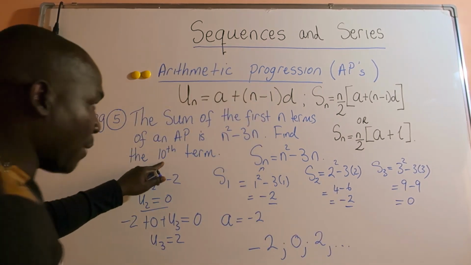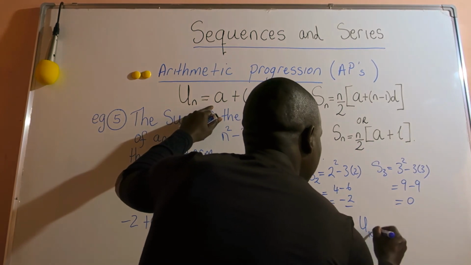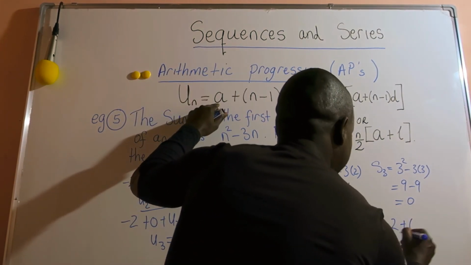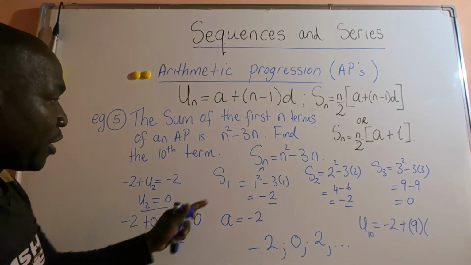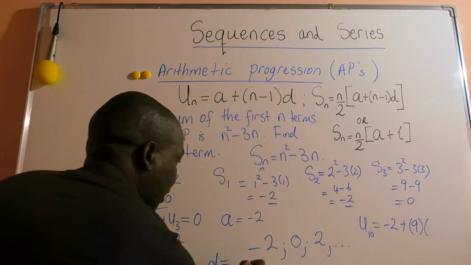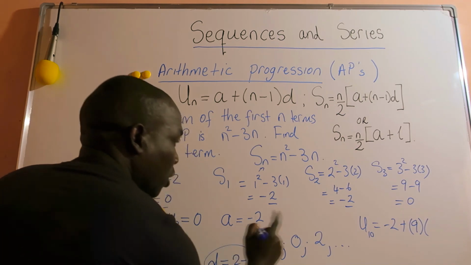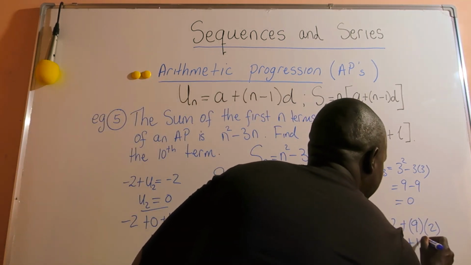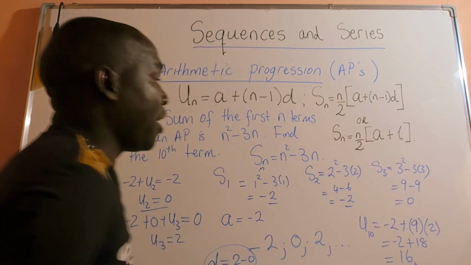I need the 10th term. I'm going to use the formula for the nth term. So I'm going to go U10 is equal to A, which is minus 2 plus N, which is 9 times the common difference. I don't have the common difference. I can quickly calculate that. 2 minus 0, which is equal to 2. So the common difference here is 2, which is minus 2 plus 18, which is 16. All right, so that's your 10th term.